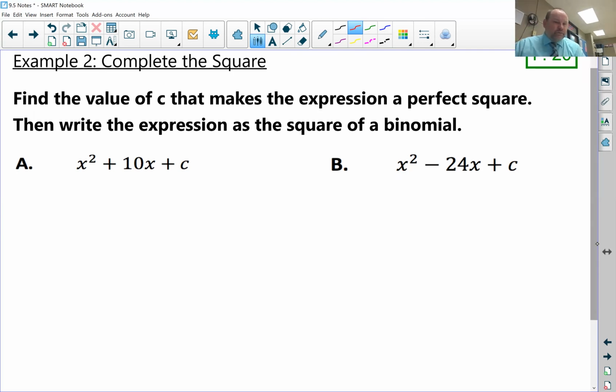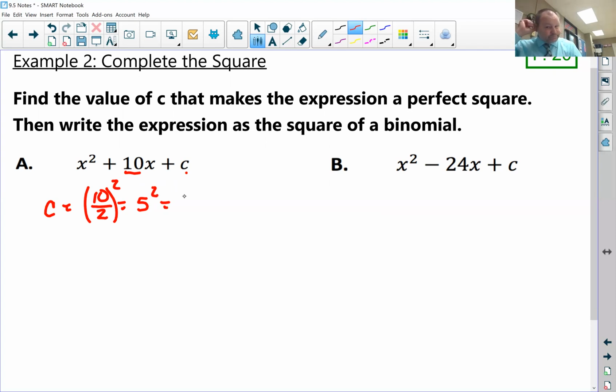All right, so in this case, our value of b is 10. So we need to take 10 divided by 2. And I think 10 divided by 2 is 5. So c, in this case, what's labeled as c, is going to be 10 divided by 2 squared, or 5 squared. And that would be 25.